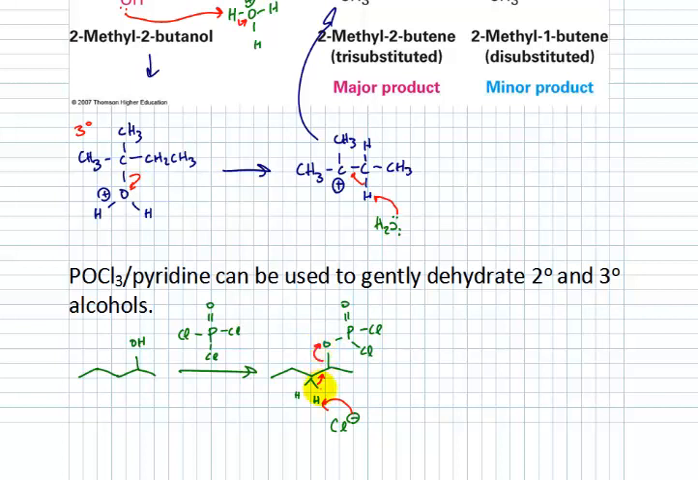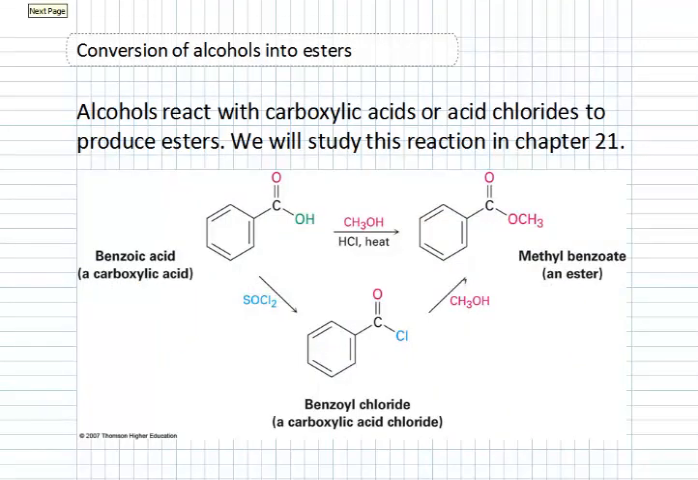Chloride attacks the hydrogen, its electrons go in to make a double bond. That kicks out the leaving group all at once. We end up with the more substituted double bond product. Okay. So we can use forcing conditions. We can use acid to dehydrate tertiary alcohols. We can use much gentler POCl3 with pyridine. Again, pyridine helps to remove the hydrogen off of that oxygen after we did the substitution. Okay. We won't talk too much about this reaction right now.